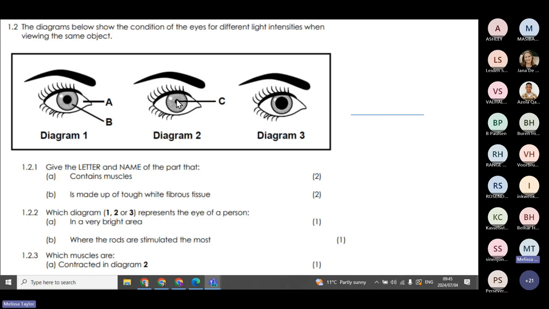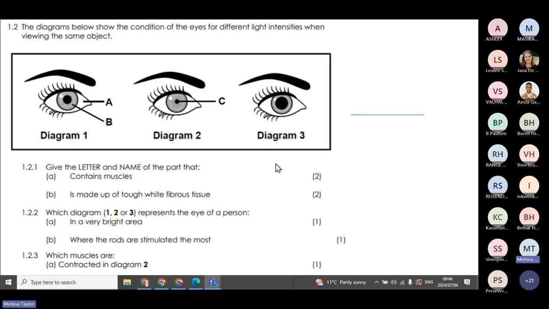And where the rods are stimulated the most. Now this one, the way they've worded the question is a little bit different, because they're testing more than one thing here. They're testing that you know what the rods are. The rods are those photoreceptors that help you see the difference between light and dark. So if the rods are stimulated the most, then you're wanting to see in the dark more. So we're going to look for the diagram where the pupil is the biggest, because it's going to be bigger in the dark. So that's going to be diagram three.